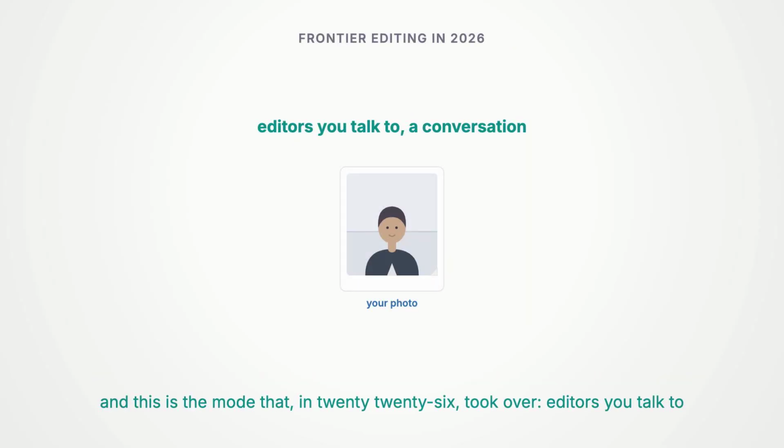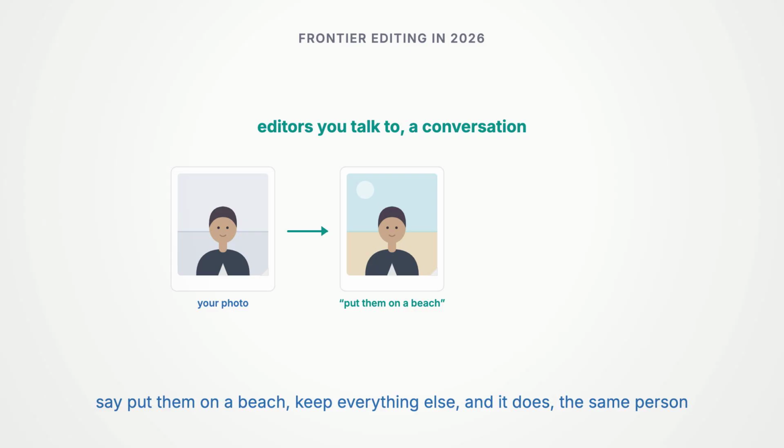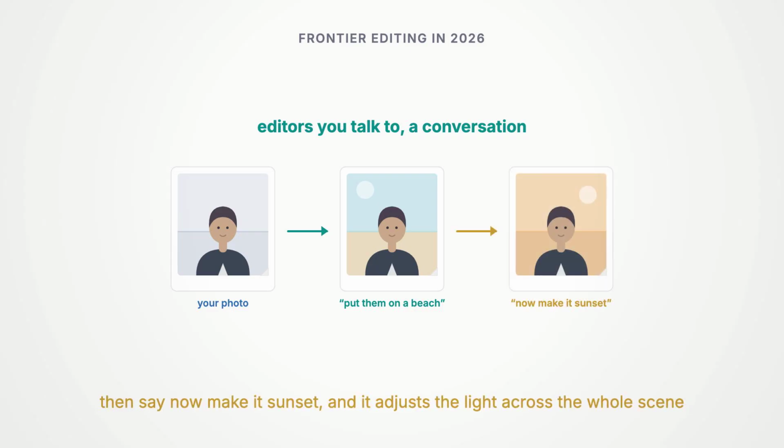And this is the mode that in 2026 took over. The frontier image editors are now things you talk to. You give one a picture and say, put them on a beach, keep everything else, and it does, preserving the face well enough that it is still recognizably the same person. Then you say, now make it sunset, and it adjusts the light across the whole scene to match. It is a conversation, not a single shot.